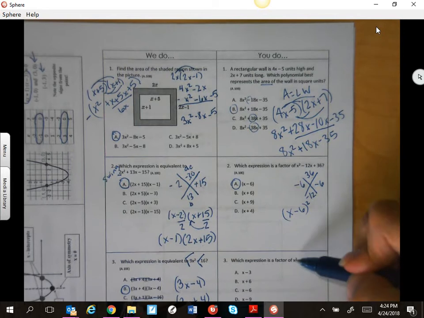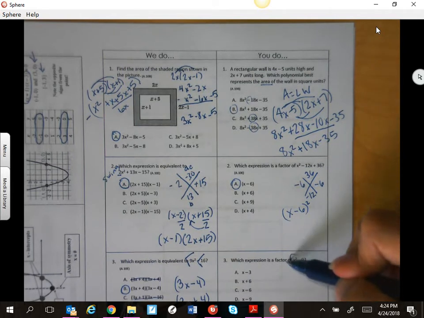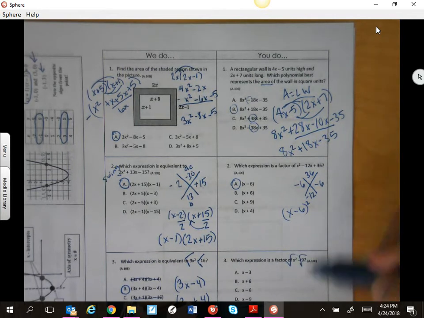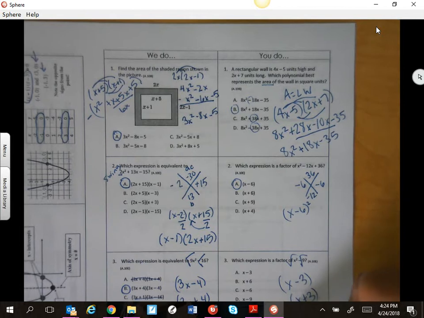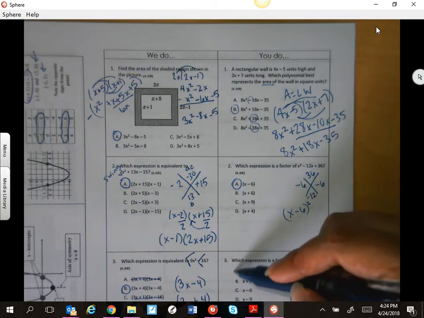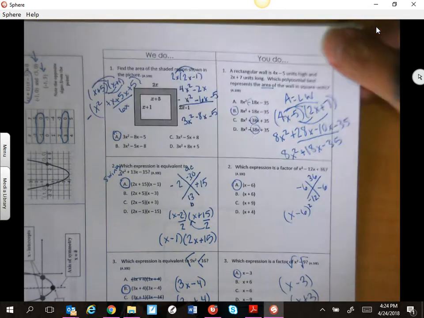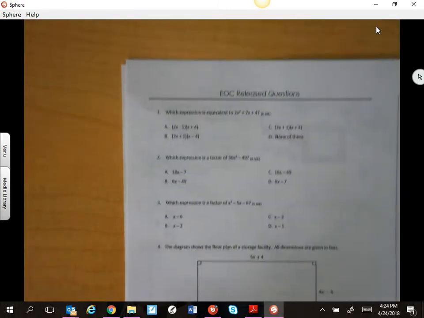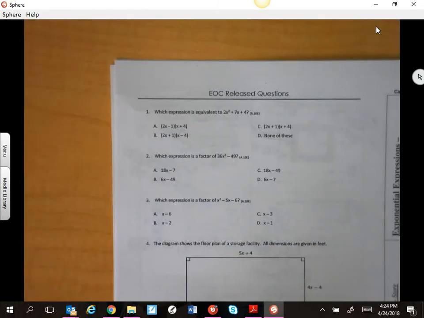And again, here, same difference of 2 squares. X minus 3, x plus 3. Or again, you can do a cross puzzle. Negative 9 and 0 means that we're going to have negative 3 and a positive 3. So which expression is a factor? The only one with a 3 is A. So I would like you to do, on the next page, these few released questions.